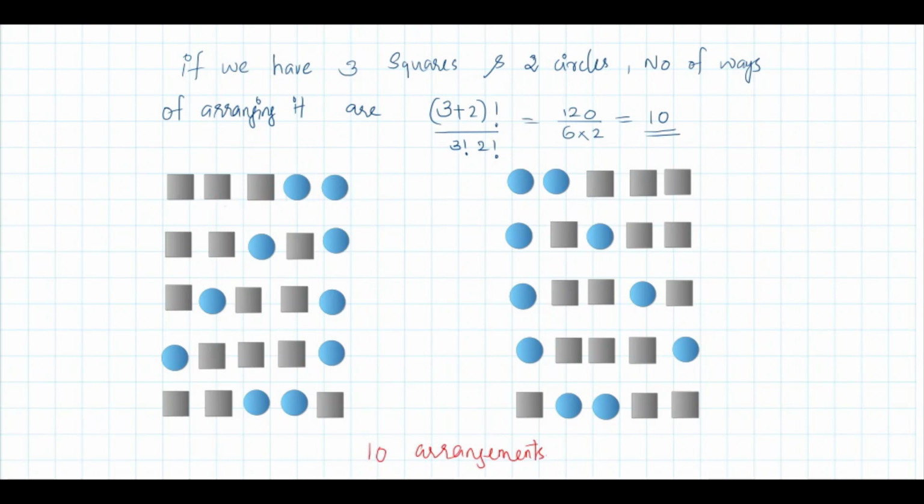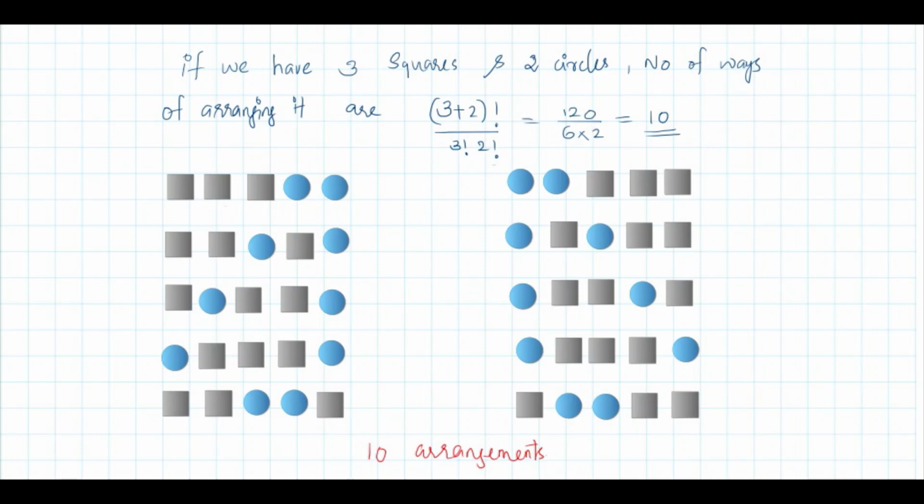How many ways are there to arrange them? How many permutations are there to arrange these 3 squares and 2 circles? The answer is (3 plus 2) factorial divided by 3 factorial into 2 factorial. The total is 5, and there are 3 squares and 2 circles. So the total number of ways is (3 plus 2) factorial divided by 3 factorial into 2 factorial.